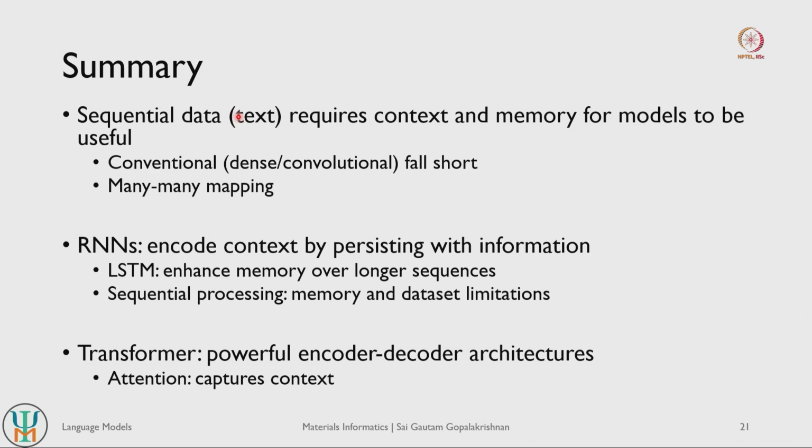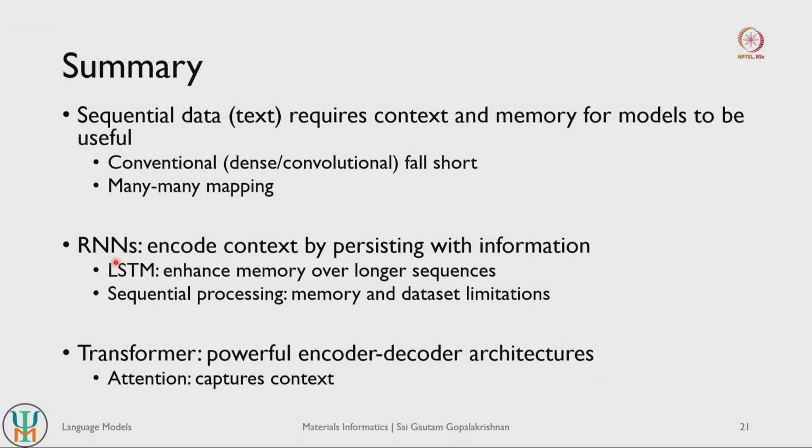So sequential data, basically those that are based on text, requires context and memory for models to be useful and predictive, and here is where conventional neural networks fall short because they cannot do many to many associations, so many inputs to many output associations, in a very trivial fashion. Recurrent neural networks solve some of these problems. By persisting information they can enable many to many mapping, but simple RNNs have problems with storing memory over longer sequences, which was partially solved by LSTM.